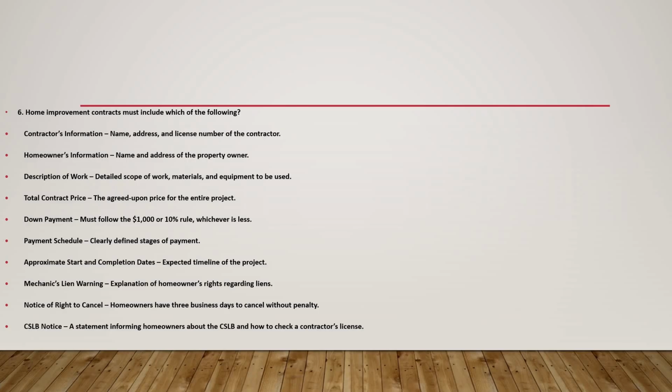Approximate start and completion dates: expected timeline of the project. Mechanics lien warning: explanation of homeowners' rights regarding liens. Notice of right to cancel: homeowners have 3 business days to cancel without penalty. CSLB notice: a statement informing homeowners about the CSLB and how to check a contractor's license.